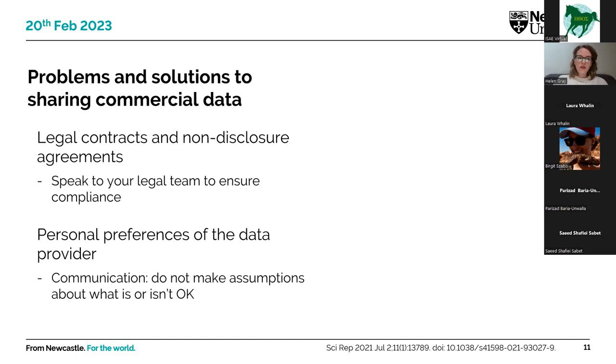Also, we have to bear in mind the personal preferences of the data provider, and communication is really important here. I think the main message is don't make assumptions about what is or isn't okay when we're talking about sharing data.